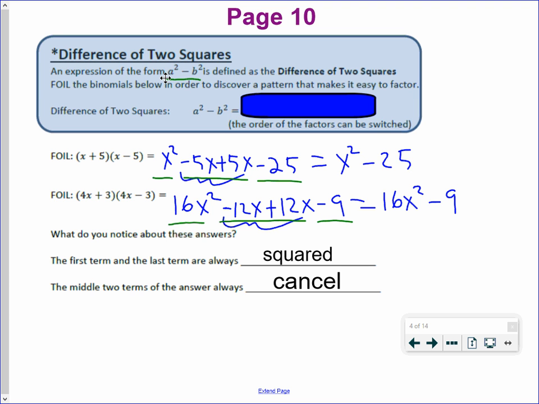So for the difference of two squares, the factored form of a squared minus b squared will be a plus b multiplied with a minus b. Like we saw in these two expressions that we FOILed out, we have x plus 5 multiplied with x minus 5, or a plus b multiplied with a minus b. Same thing with the second one. It'll be a squared minus b squared. The factored form of that will be a plus b multiplied with a minus b.